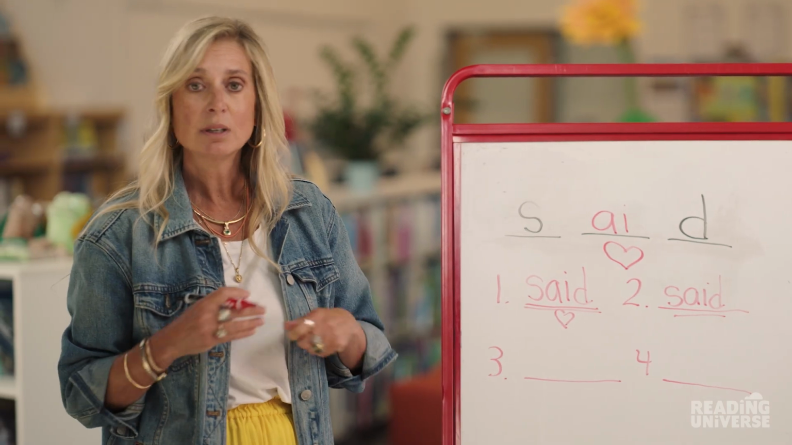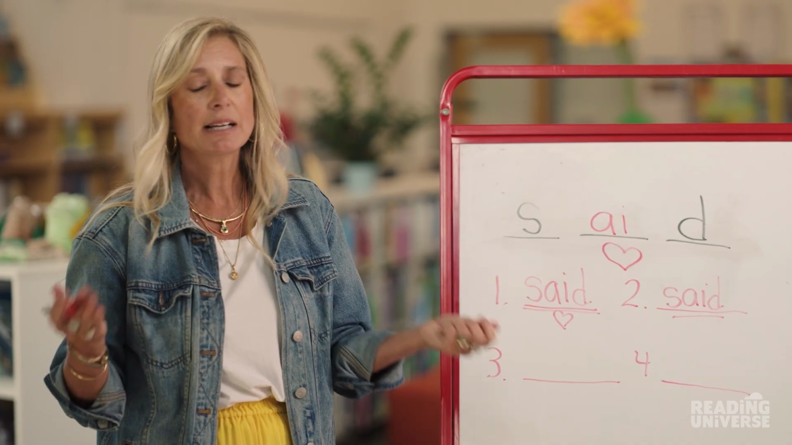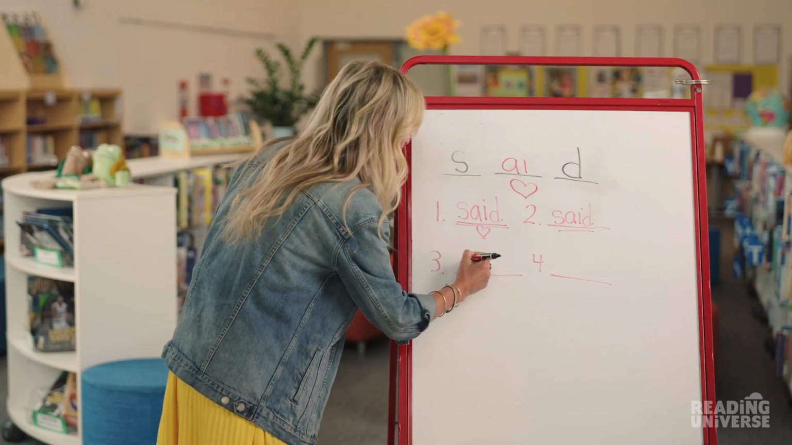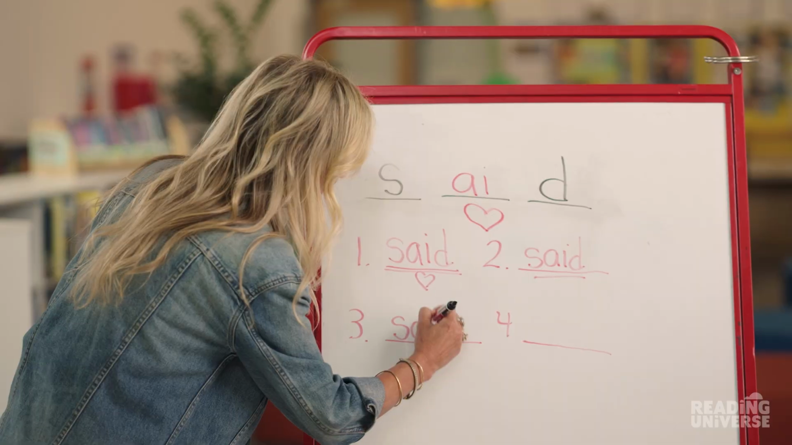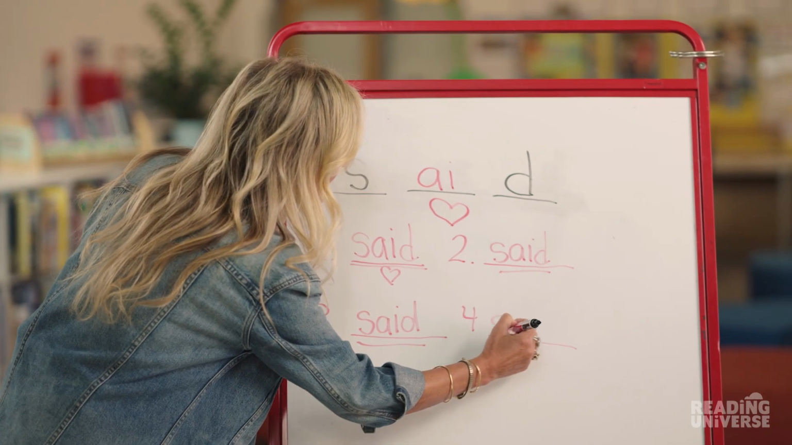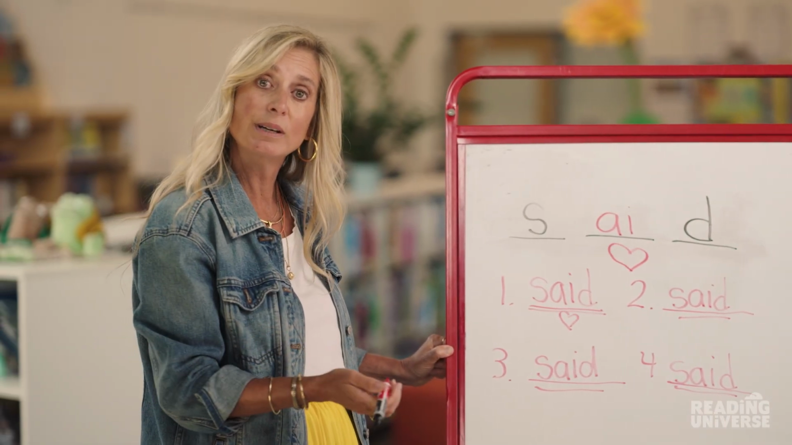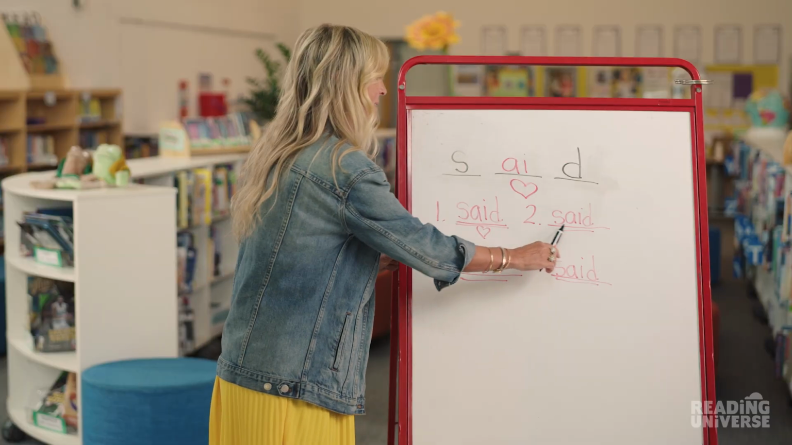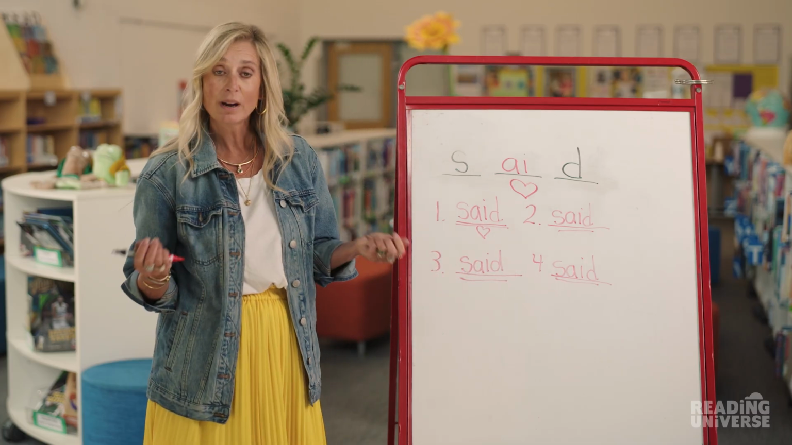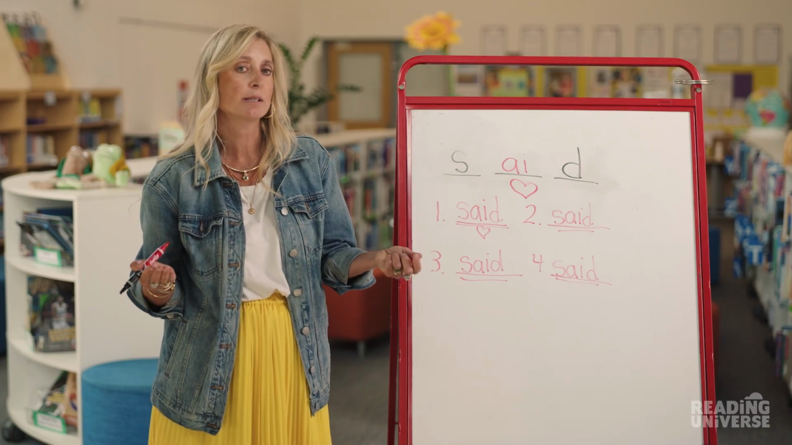Now you can have them mark the heart part if you would like. That's up to you. As long as they know how to read it and spell it, once you've identified the heart part, that's all they needed to know. But if that's something that helps kids remember it, feel free to do that. Keep going. S-A-I-D, said. One more time. S-A-I-D, said. And then you can have your kids read back. Said, said, said. And that is one way that you can use your dictation time to practice your heart words or your irregularly spelled words.